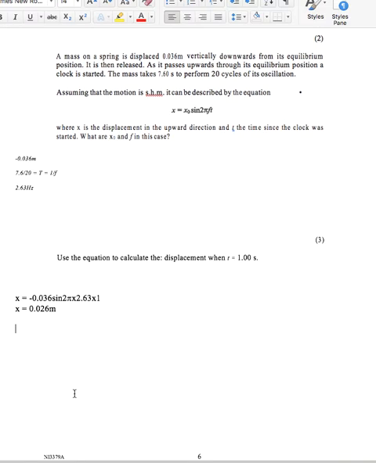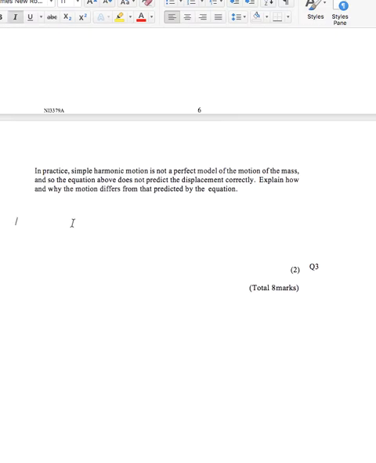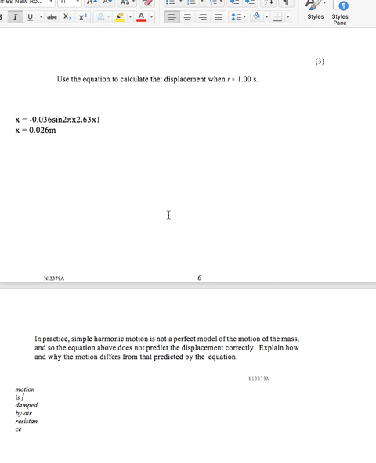Final part of the question then, it says in practice SHM is not a perfect model of the motion of the mass. Why not? Well, the thing we haven't considered is damping by air resistance. Energy will be lost as a consequence of the air resistance. So there it is.